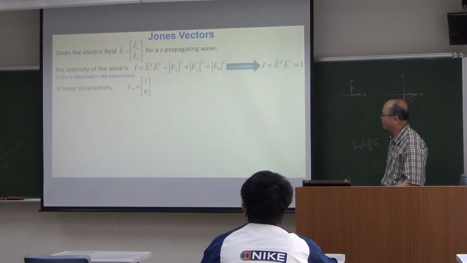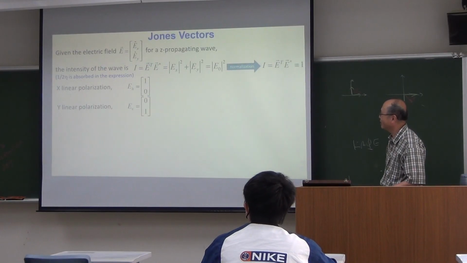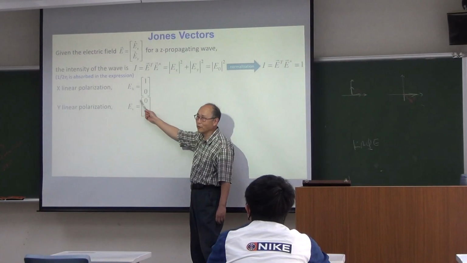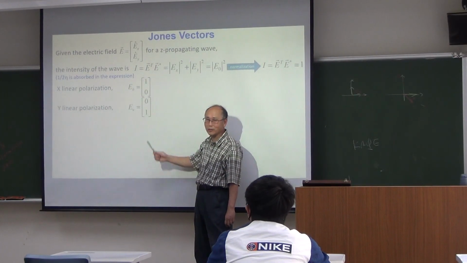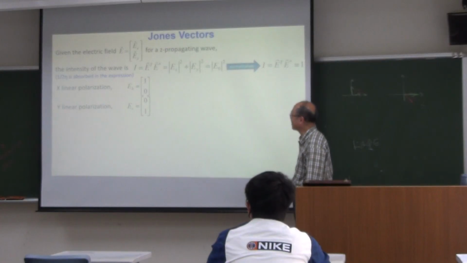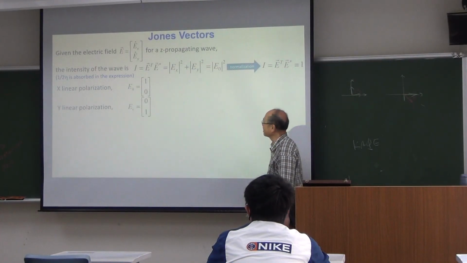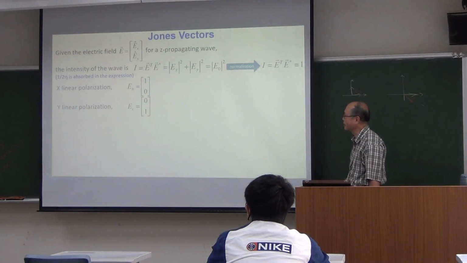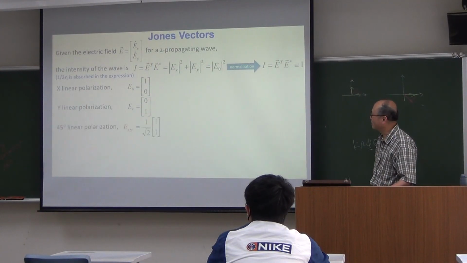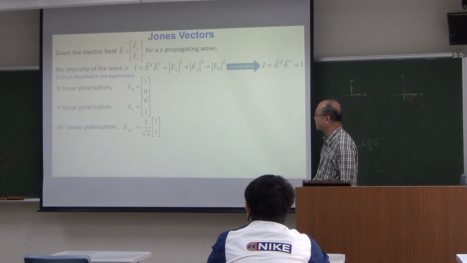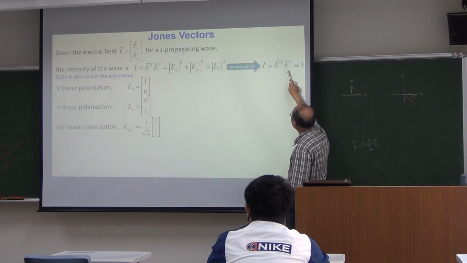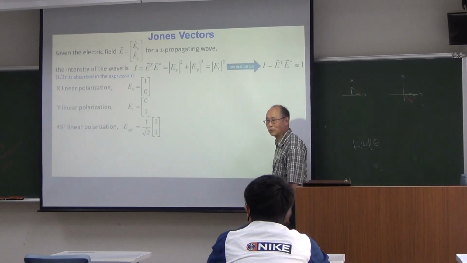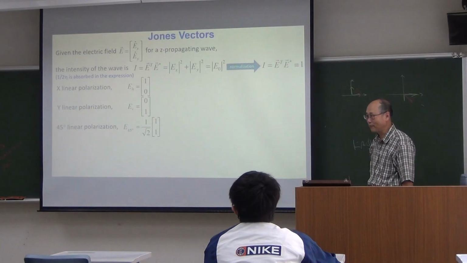And likewise, we can define the Y-polarized light with this very simple vector, because you have 1 along the Y direction, okay? And sometimes we call this a vertical polarization, this a horizontal polarization, with the subscripts H and V. And we can also define the 45-degree linear polarized light. If we have this normalization, then we need to have 1 over root 2 in front of it. Okay.